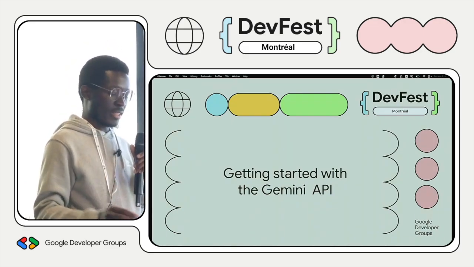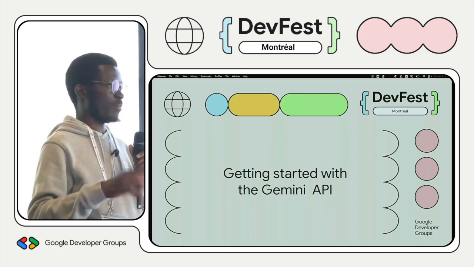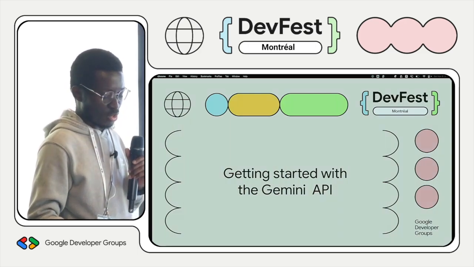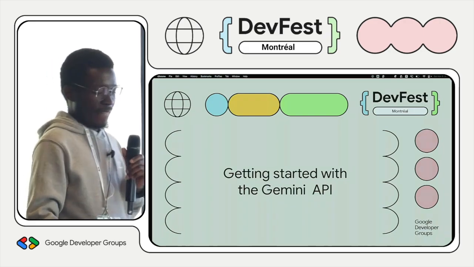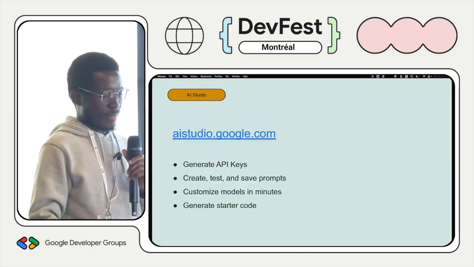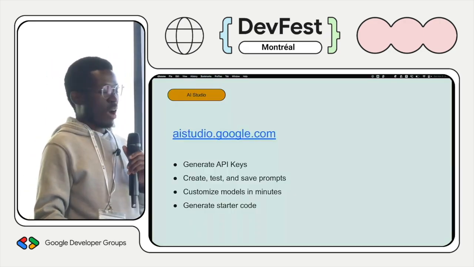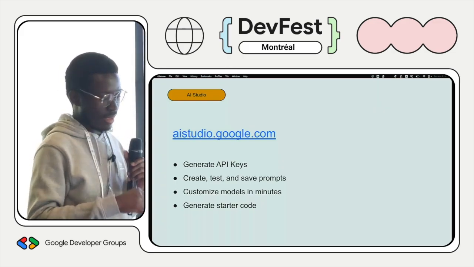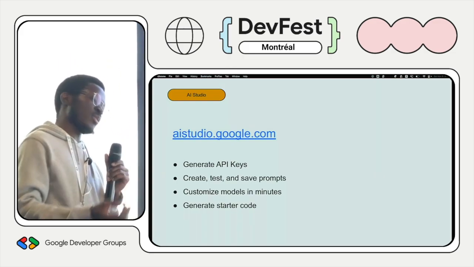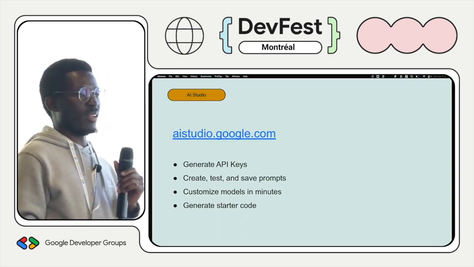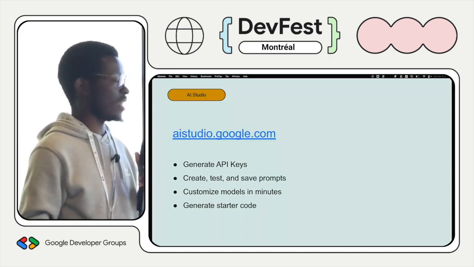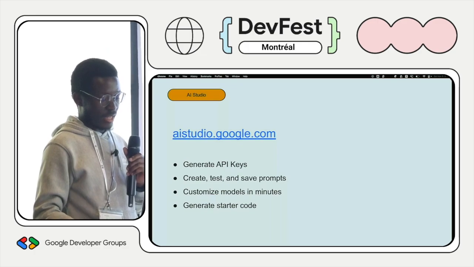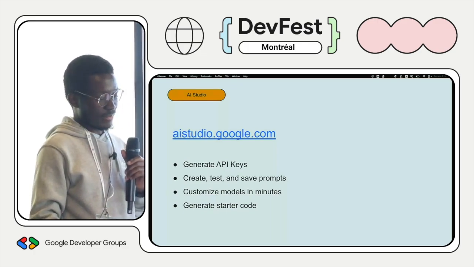So how can we take advantage of, for example, Gemini Pro or Gemini Ultra in our mobile application? First of all, you need to go to aistudio.google.com. You will need to generate an API key, since this one will not be running locally, so we need an API key in order to interact with the model.